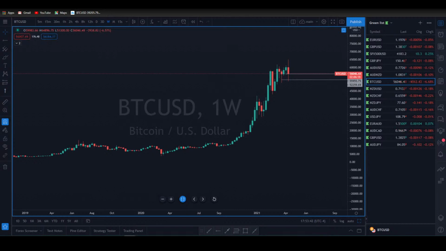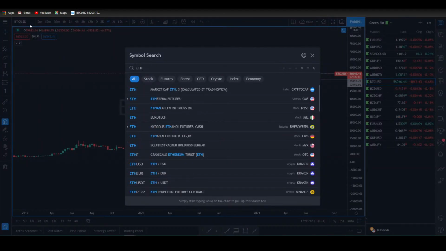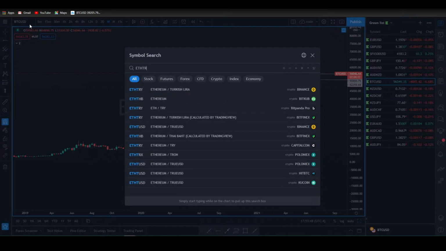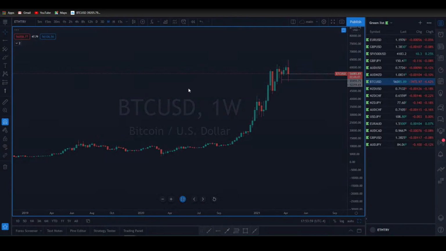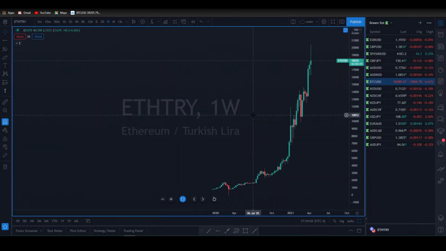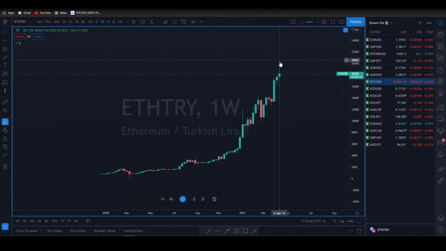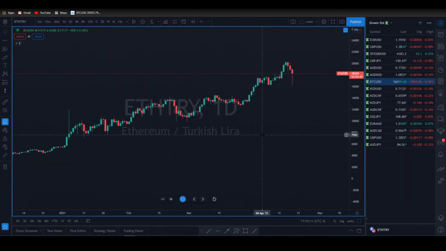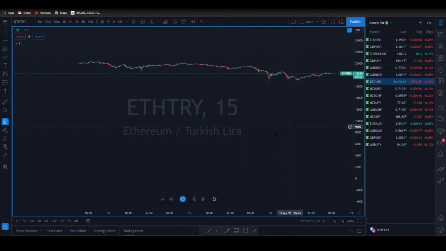Please, ETH Turkish lira. All right, let's go look at ETH Turkish lira. Binance, Bitfinex, Poloniex. Let's use Binance. Yeah. The Turkish lira is getting crushed by ETH. I wouldn't imagine that there's a whole lot of liquidity in this thing. Let's see. Wow, it looks good. It looks better than most assets.